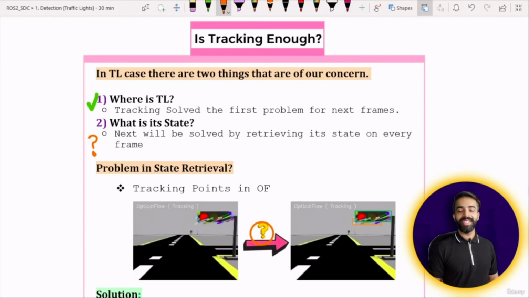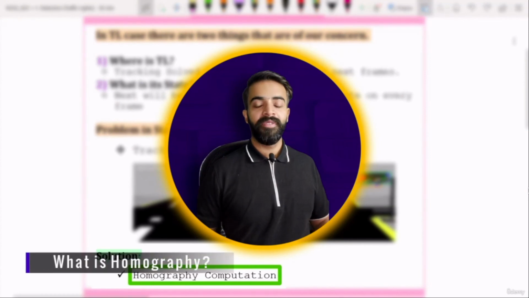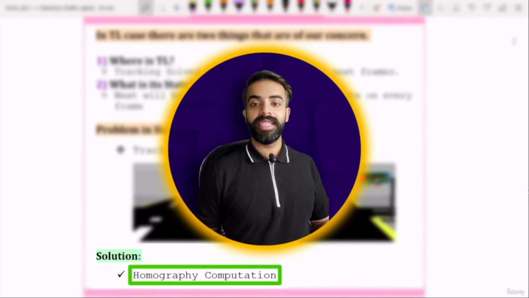The solution was very simple: homography computation. In the field of computer vision, any two images of the same planar surface in space are related by homography. In our case, that planar surface is the traffic light. Once the car moves, the traffic light is perspectively transformed. Optical flow tracks that transformation in the form of points.